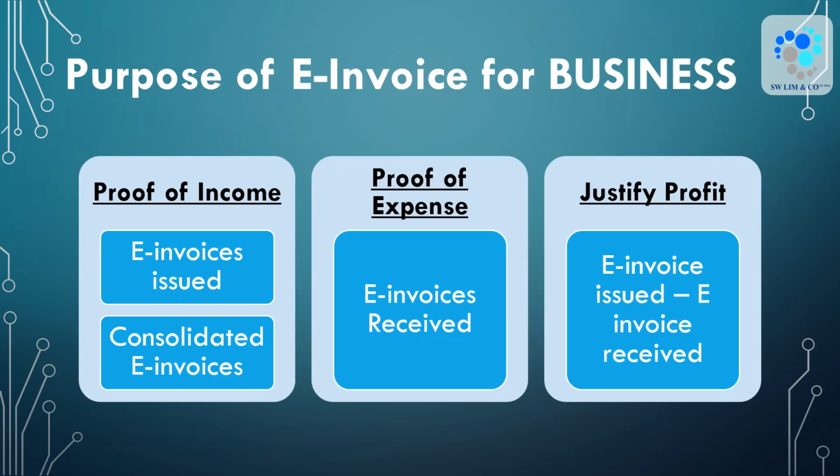For businesses, e-invoices serve two main purposes. First, e-invoices will be used as proof of your income. Full e-invoices need to be issued to all your business customers, while you can continue to issue your current normal invoice to individual or walk-in customers. Sales to individual customers will be compiled at month-end and consolidated as a consolidated e-invoice for submission to the MyInvois portal. Hence, the sum of all the e-invoices and consolidated e-invoices will be the proof of your total revenues.